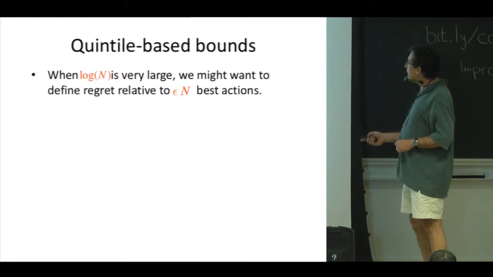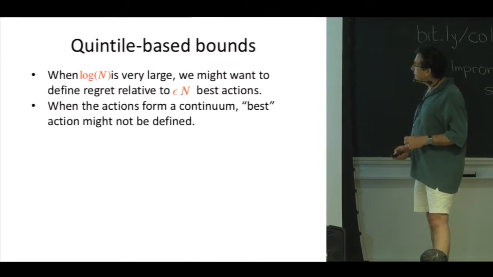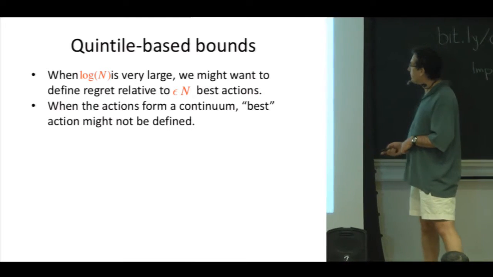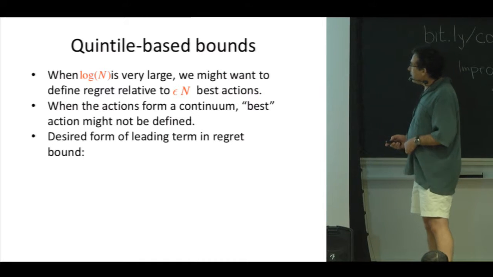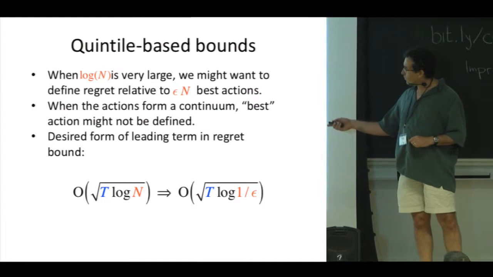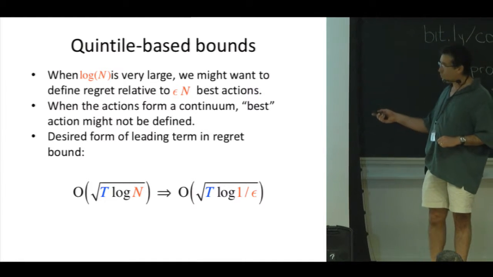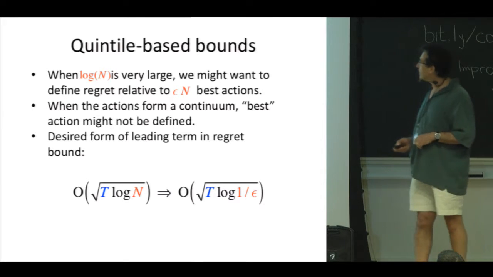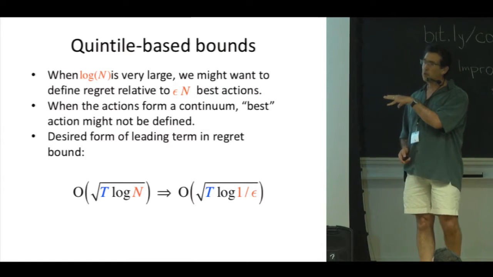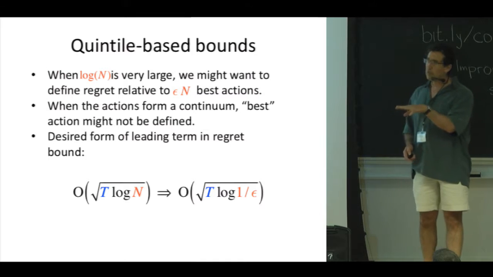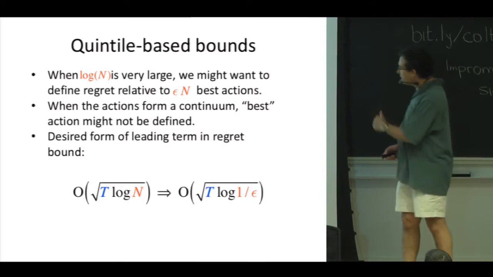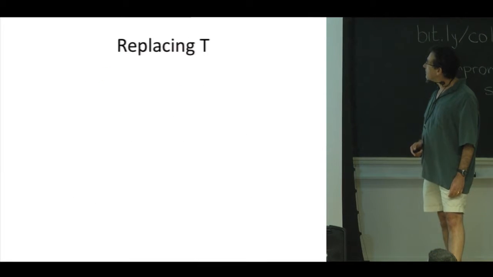That's a natural thing to want. And if you have actions that form a continuum, then that's the only thing that you can hope for. The desired form of the regret bound is going from square root of t log n to square root of t log 1 over epsilon. So that's improvement number 1. There's a lot of work that has been done on all of these things, and I decided not to give any references. They're all in the description. But this is achievable. We know how to achieve this.